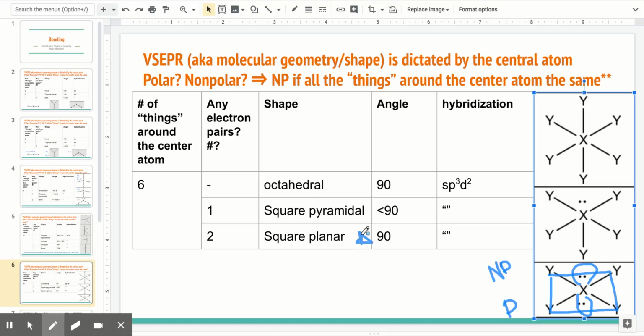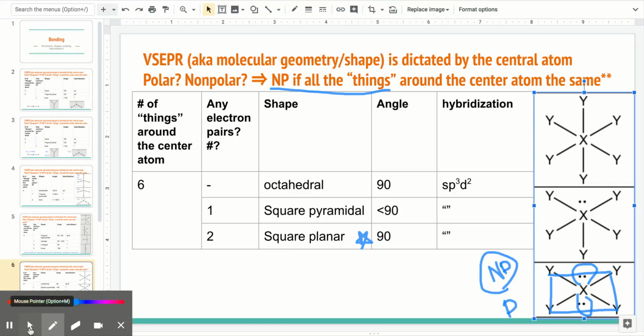So here's our exception to this general rule of all the things being the same, it would be nonpolar. If you have the square planar, there's an opportunity for this to still be nonpolar even though you have 4 atoms and 2 electron pairs. Okay.